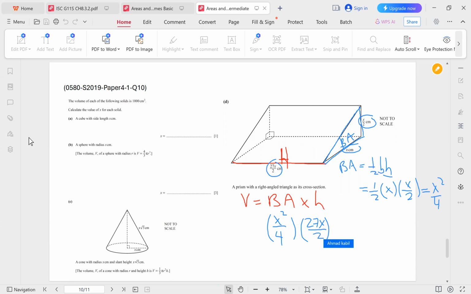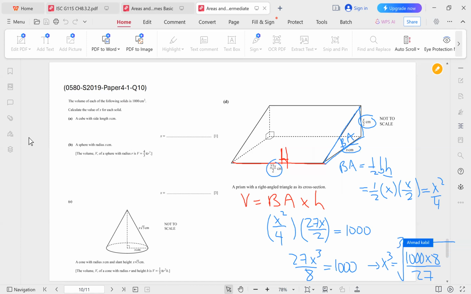So the volume, and the volume is all equal to 1000, of course. So now we have an equation in x that we're trying to solve. The equation is 27x power 3 over 8 equals 1000. So x power 3 is equal to 1000 multiplied by 8 divided by 27. And you can take a cube root on all of that in order to write it on the calculator in one shot.